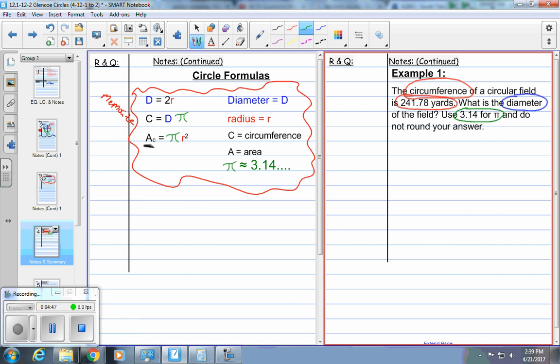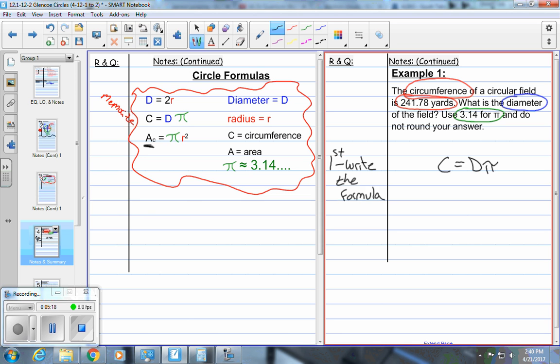Okay, so they have mentioned in this problem pi, diameter, and circumference. Which formula should we use? Yeah, you're right. So our first step here is going to be write the formula. It's going to be really important. Anytime in this chapter we use a formula, just like other chapters, we write the formula down first. And the formula we're going to use is circumference equals diameter times pi.